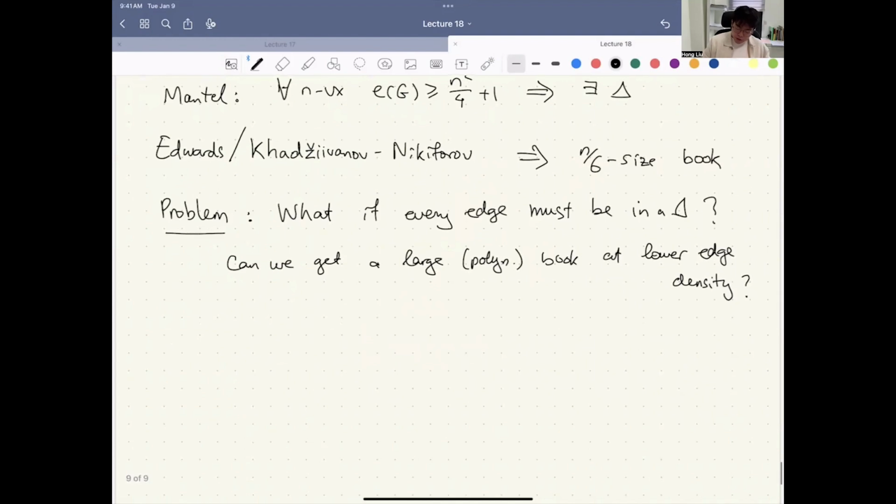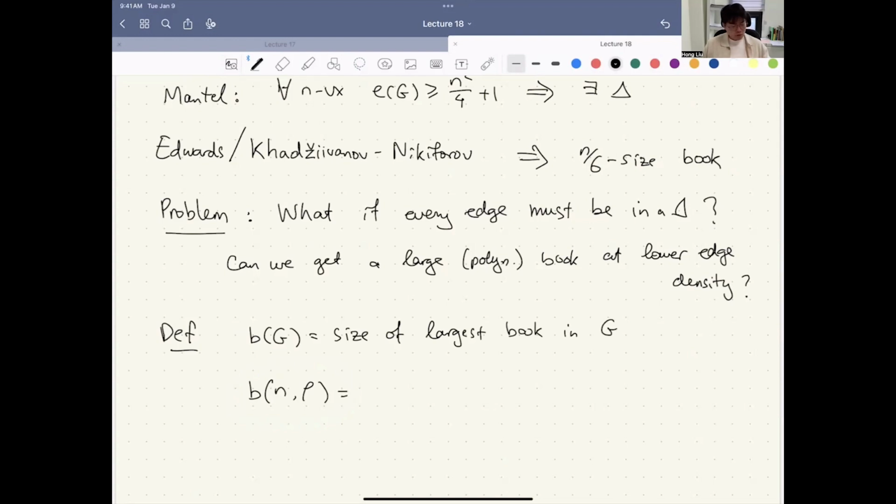So formally, let's define this book function, let's say B_n(ρ). Maybe let's first define B(G) to be the size of the largest book in G, the maximum number of triangles sharing one common edge.